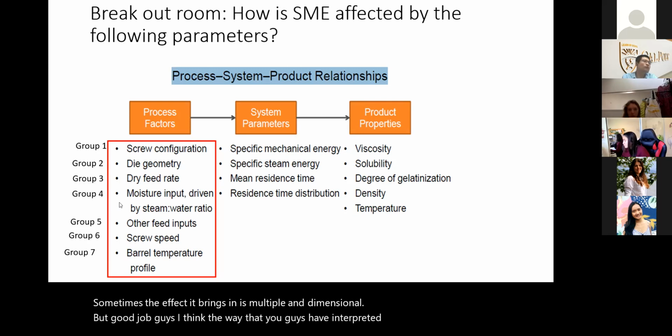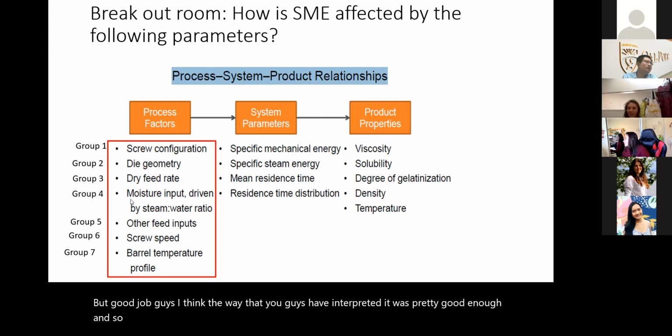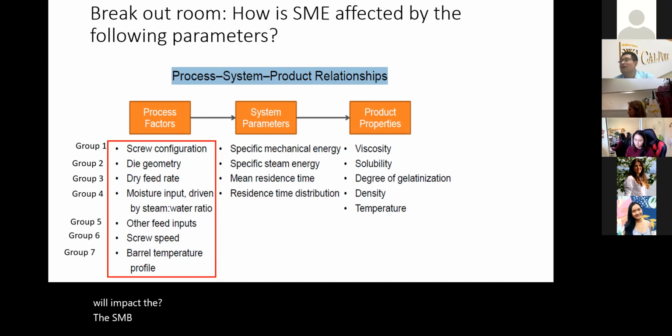Okay, so for group 4, you talk about the moisture input. Okay, so how much the moisture feed will impact the SME. So we have Jared, Miley, and Michaela.